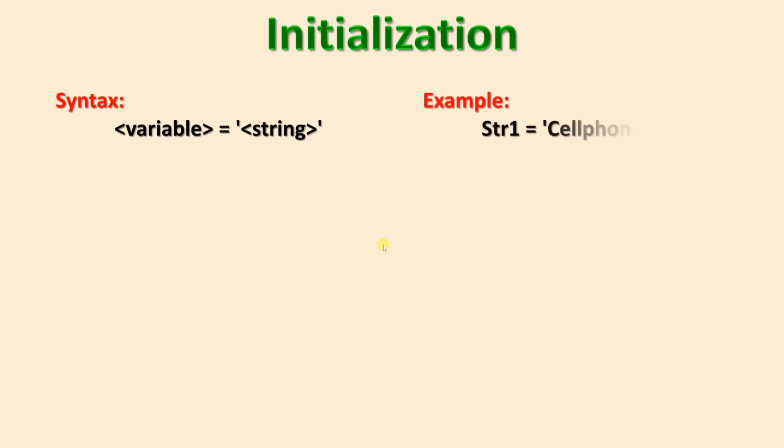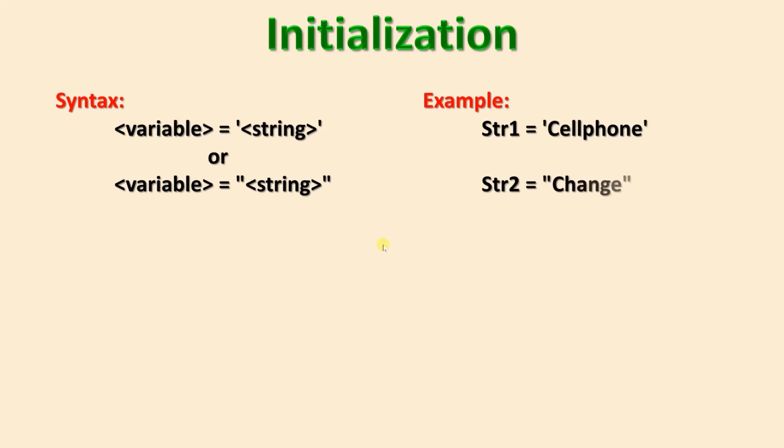Let us know how we initialize a string. The general format is: variable, that is an identifier, the assignment operator, and in single quotes a string. Example: str1 is equal to 'cell phone' in single quotes. In a similar way it can also be given in double quotes: variable is equal to string in double quotes. Example: str2 is equal to "change" in double quotes.